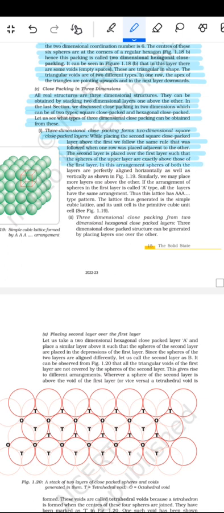In this arrangement, the spheres of both the layers are perfectly aligned horizontally as well as vertically, as shown in figure 1.19. Similarly, we may place more layers one above the other. If the arrangement of the spheres of the first layer is called A type, all the layers have the same arrangement. Thus, this lattice is the AAA type pattern. This lattice is the simple cubic lattice and its unit cell is the primitive cubic unit cell.